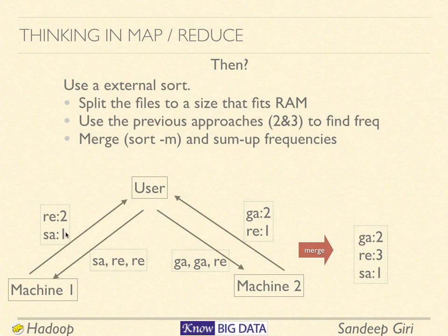Okay, now this user who has asked machine 1 and machine 2 will combine these together, and then ga is 2, re has come 1 plus 2, 3 times, and sa has come once. So this is how we do the distributed computing way. We asked both the machines to prepare the frequency table for us, and then we merged it. Okay, so should I explain it again?